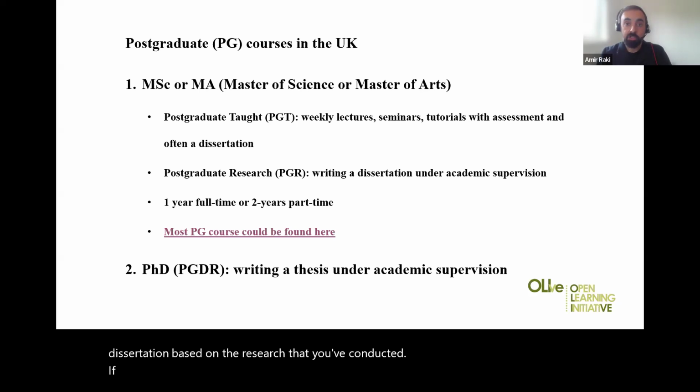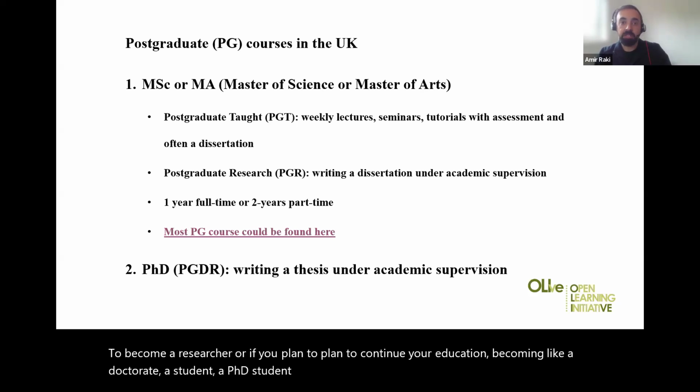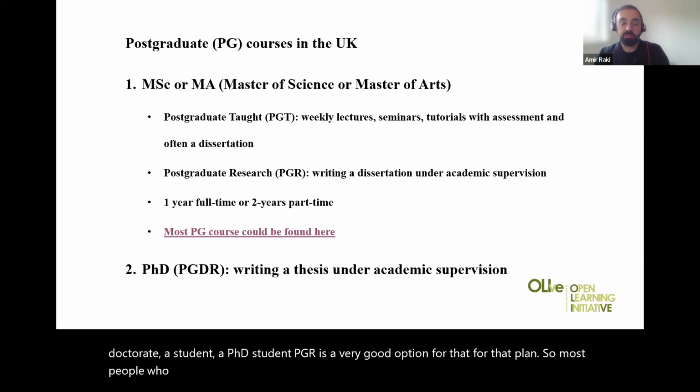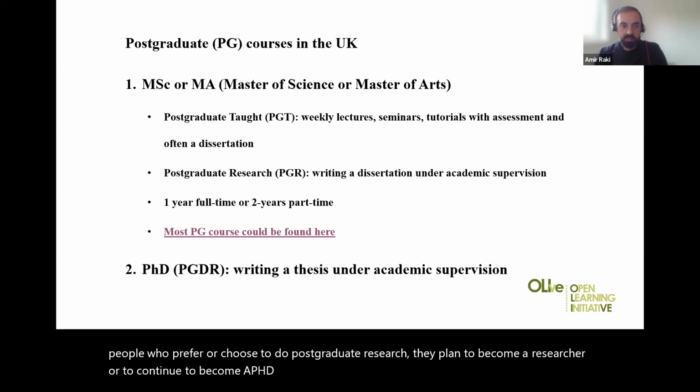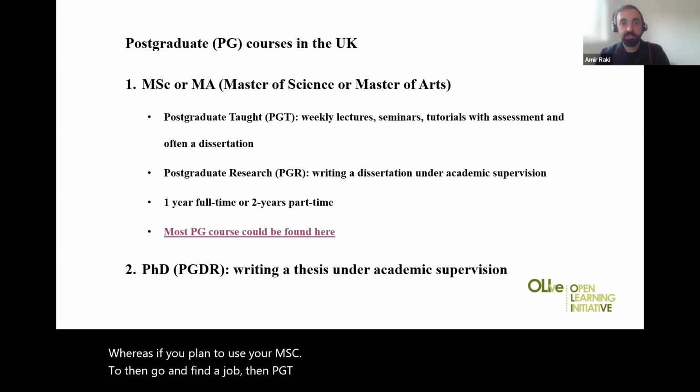If you plan to become a researcher, or if you plan to continue your education, becoming a doctorate student, a PhD student, PGR is a very good option for that plan. So most people who choose to do postgraduate research plan to become a researcher or to continue to become a PhD student, a doctorate student. Whereas if you plan to use your MSc to then go and find a job, then PGT, postgraduate taught, is a better option for you.